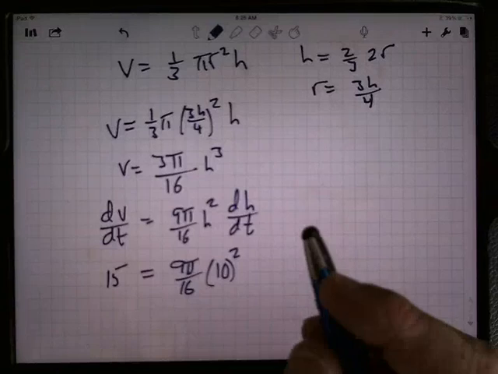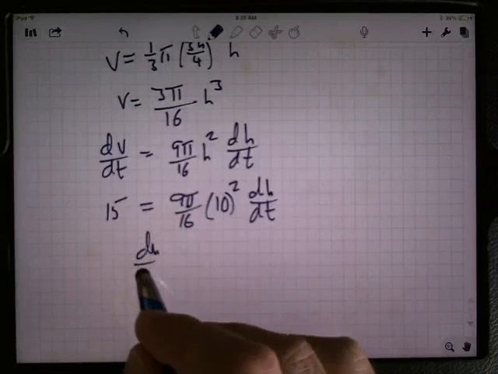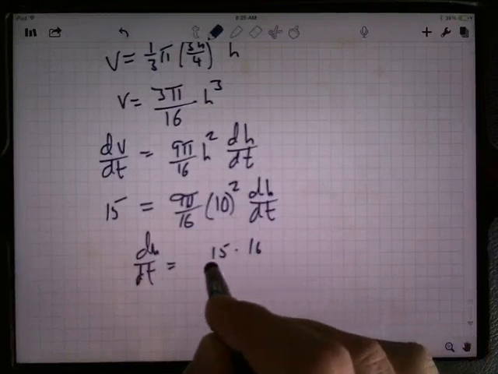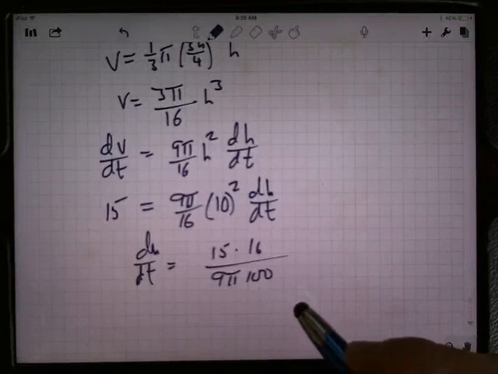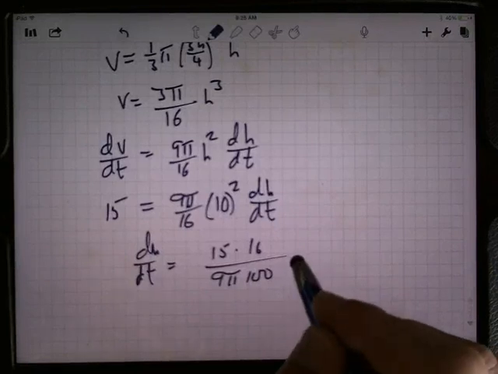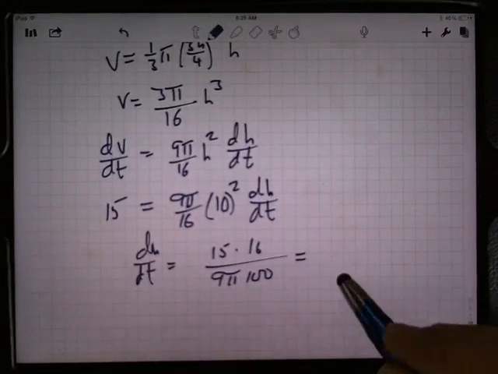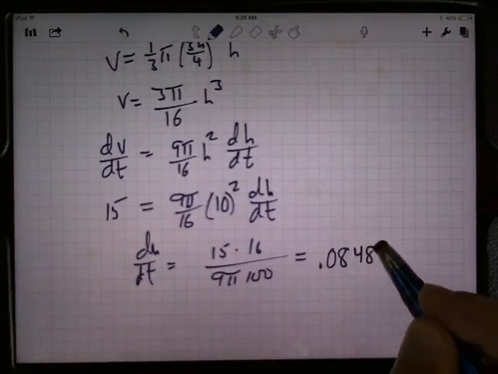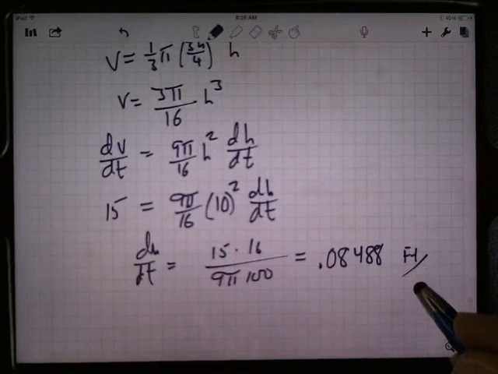So I know the 15, I know the 10, dH/dt is the thing I'm looking for. So here we go. dH/dt is 15 times 16 divided by 9 pi, and there's 100 on the bottom. Whatever that is, I'm going to type it into my calculator: 0.08488, and this would be in feet per minute.